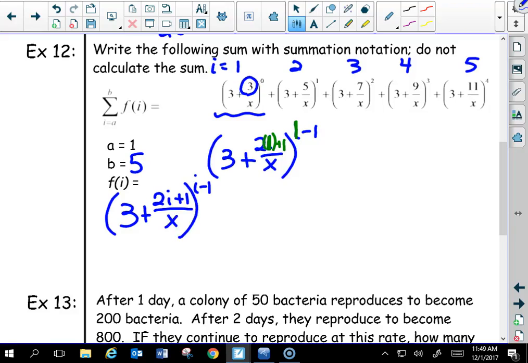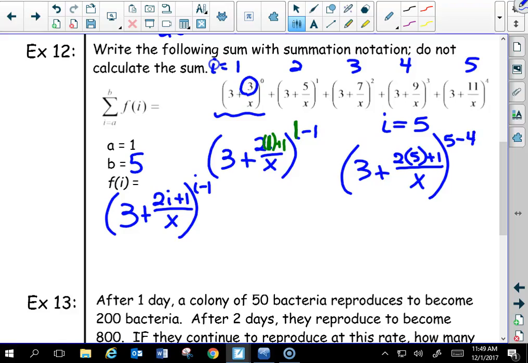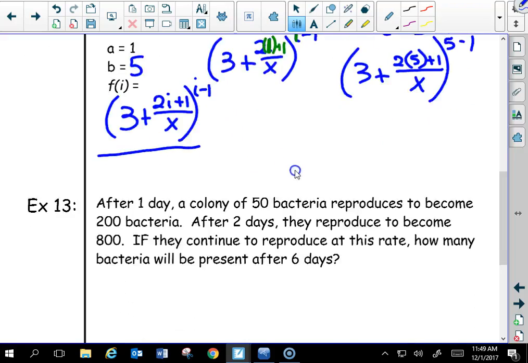I'm going to check it with my last term though. So when i equals 5, I get 3 plus 2 times 5 plus 1. That'll definitely give me the 11 in the numerator. And then 5 minus 1 is 4. All right, so that's definitely my pattern. Okay, getting close to the end here.